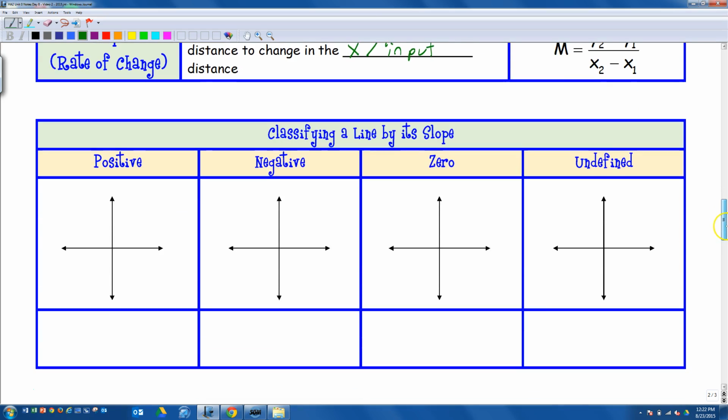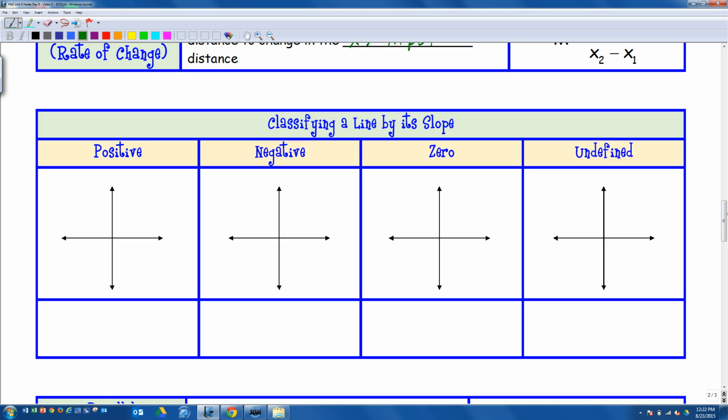And finally, well, almost finally, we're going to classify by its slope. So if it has a positive slope, it would go up and to the right. An example of that would be y equals x. Well, and that's kind of what I drew. A negative slope would go down and to the right. This could be y equals negative x.